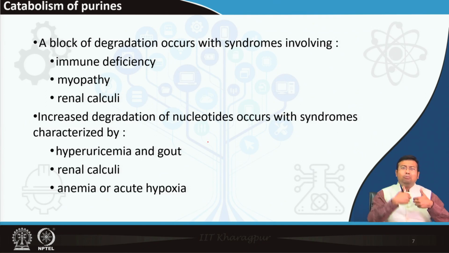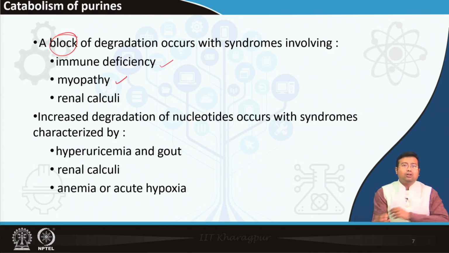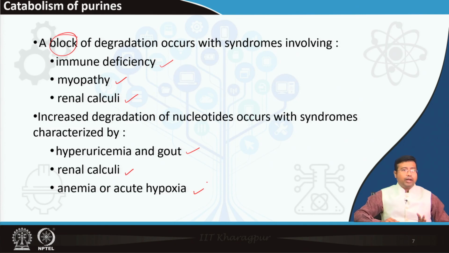So, the common symptoms that are produced when there is a block in degradation are immune deficiency, alright, myopathy, that is muscle disorder, and stones, renal calculi, meaning stones in the kidney. Whenever the opposite is happening, that is excess or increased degradation of nucleotide, the symptoms are characterized by hyperuricemia and gout. A common symptom, that is renal stones, and anemia or acute hypoxia, alright.